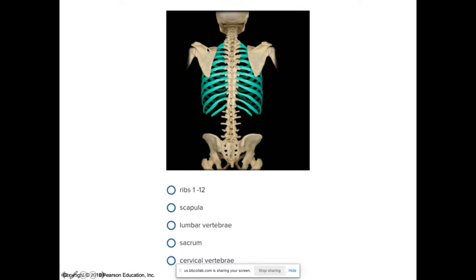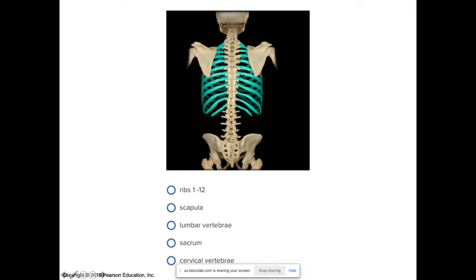Well, let's see. Here's the scapula. Down here is the lumbar vertebrae. Here's the sacrum. Here's your coccyx. There's your cervical vertebrae, right? You've got 7 cervical vertebrae, C1 to C7. Then you have 12 thoracic, T1 to T12. Then you have 5 lumbar, L1 to L5.